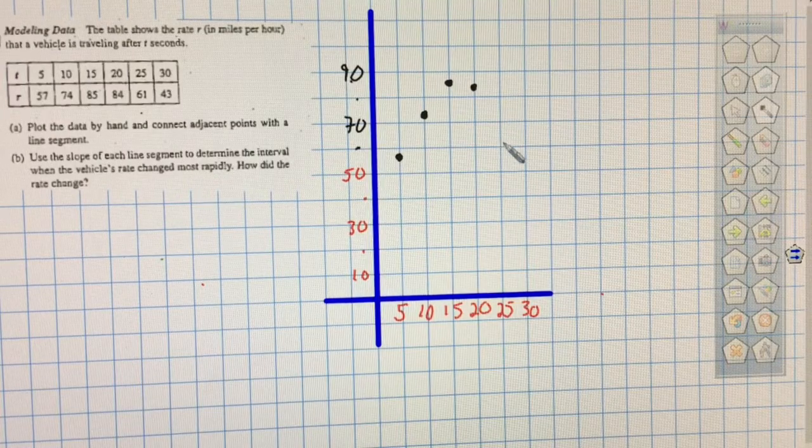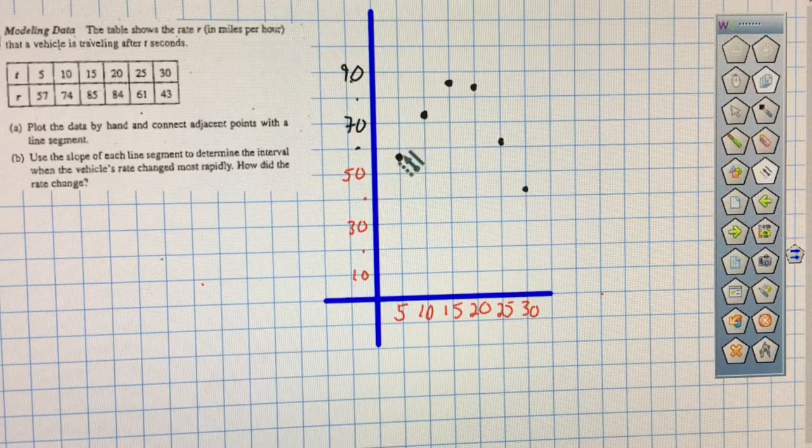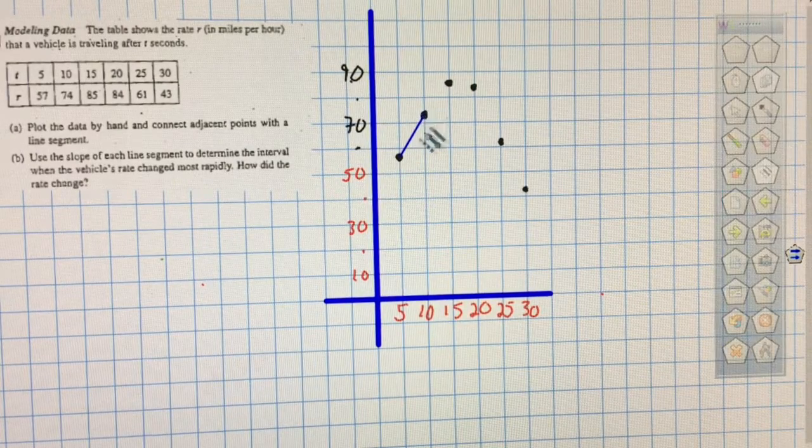At 25, we have 61, so there's 60. 61 is going to be that spot just above the 60. And at 30, we have 43. So it sort of looks like an upside down parabola. So we have 43, and we're going to connect the dots to get a graph. And what part B asks us is, where is the slope the steepest?